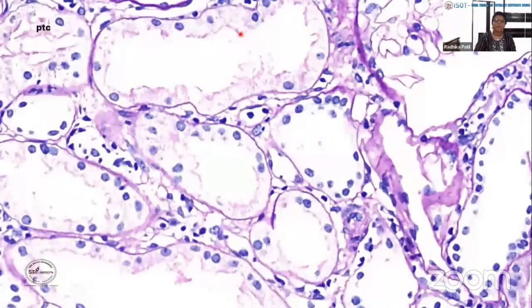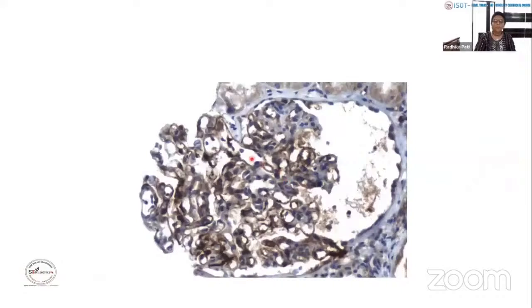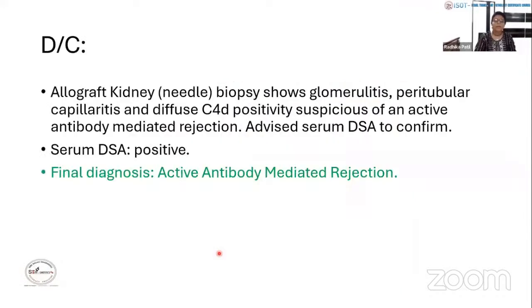There is mild tubular injury with loss of the brush border, and there is peritubular capillaritis. Here it is moderate peritubular capillaritis. C4D was diffusely positive. It is strong, linear, continuous positivity along the peritubular capillaries, and along the GBM was also seen in our case. So this was glomerulitis, peritubular capillaritis, and C4D positivity, showing features suspicious of active antibody mediated rejection. Serum DSA was positive, so gave as active antibody mediated rejection.